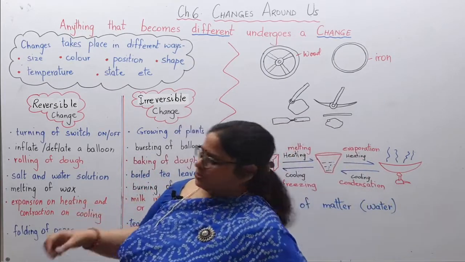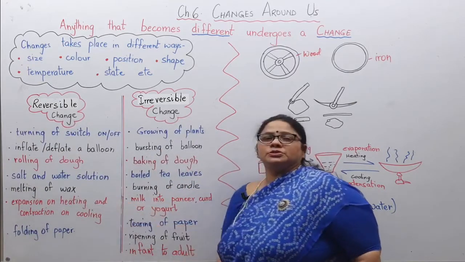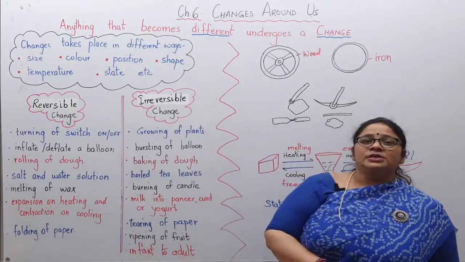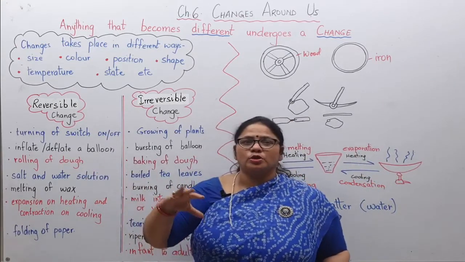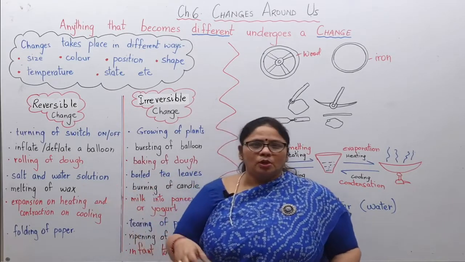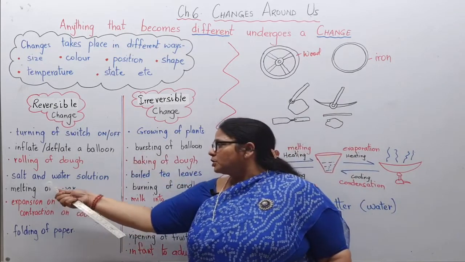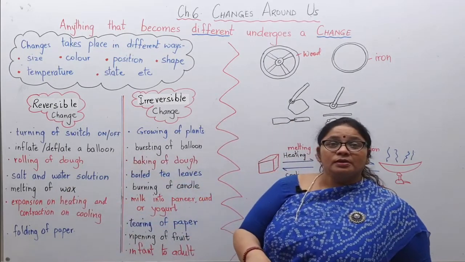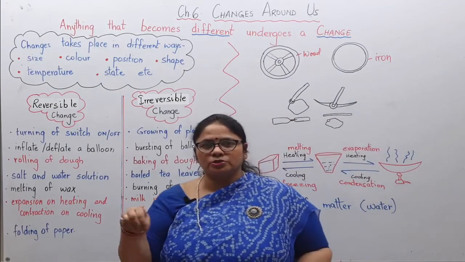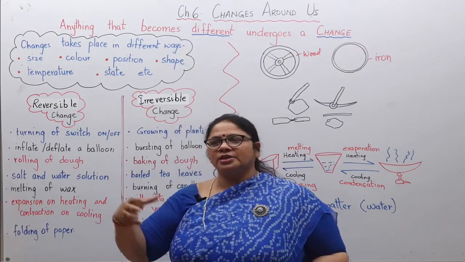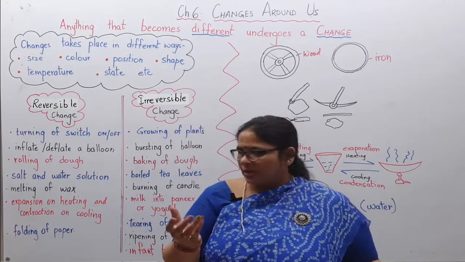Now children, again if you go ahead, salt and water solution. In the previous chapter we had separation of substances. When we were studying, we had studied how we can separate water from salt or salt from water. So this is a reversible change, because water and salt can be separated by, tell me, by heating. Very good. Once you keep on heating the solution of water and salt, and you collect the water in another vessel, you can find the residue of the salt will remain the same.